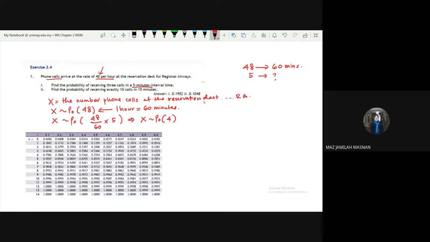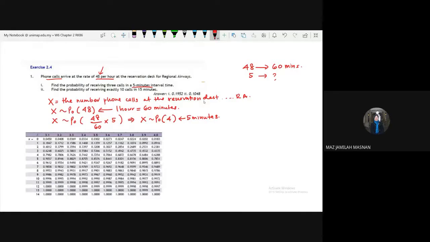Now, this one is referring to 5 minutes. So don't get confused or mixed up. I have 48 for 1 hour, then I have 4 for 5 minutes. 4 multiplied by how many? You can multiply by, never mind, you just do on your own.